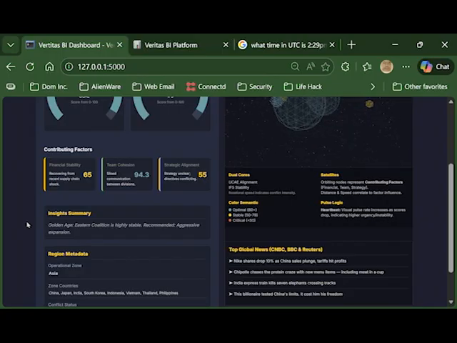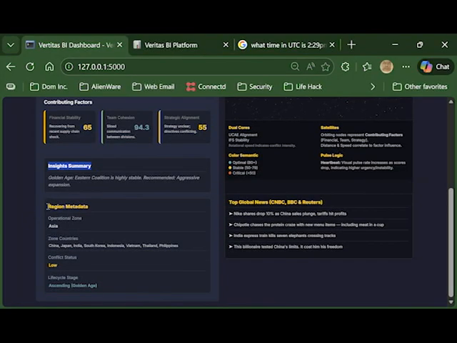Despite the recent supply chain shock noted in our financial stability factor, the protocol's logic determines that the internal team resilience is high enough to absorb the impact without external intervention. It effectively filters out the noise, telling the operator, stay the course but keep a close eye on those internal communication silos.